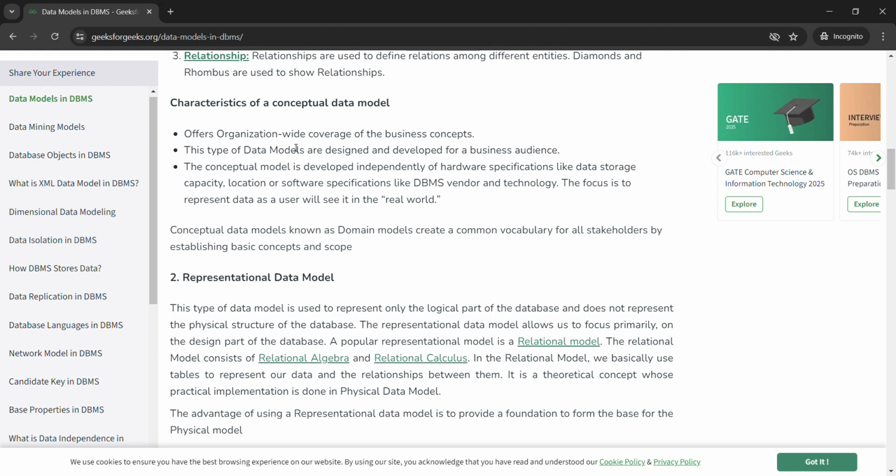Conceptual data models, known as domain models, create a common vocabulary for all stakeholders by establishing basic concepts and scope.